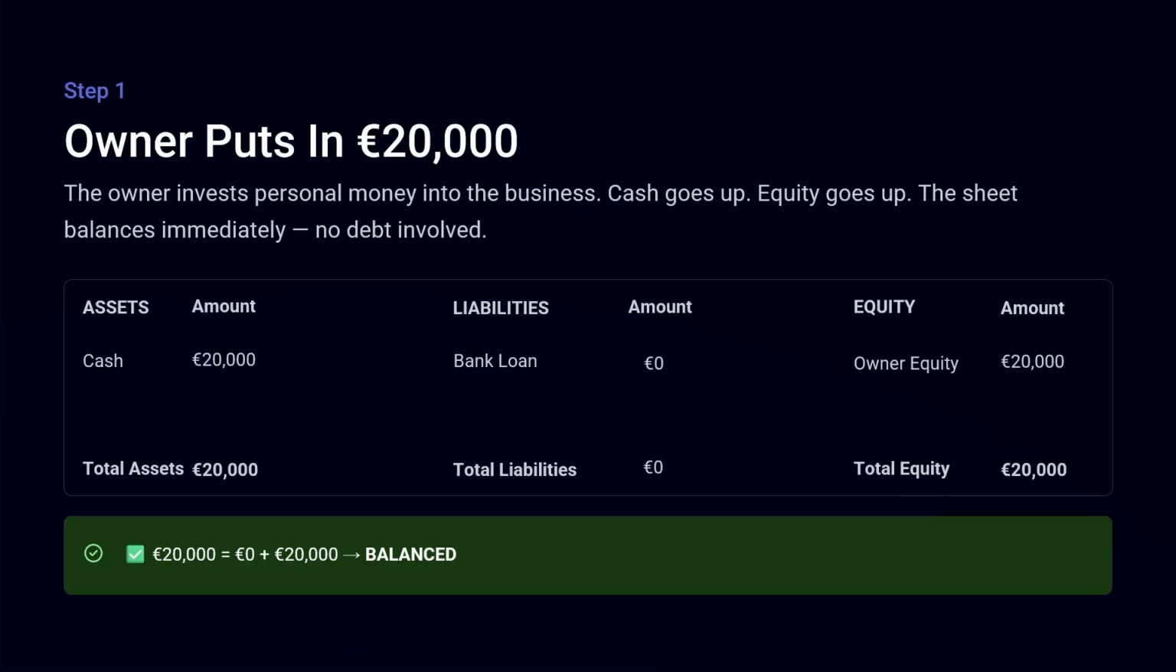So on the left side we have 20,000 euros cash. In the middle we have still nothing. And on the right side we have 20,000 euros owner's equity. So 20,000 euros assets equal 0 liabilities plus 20,000 euros owner's equity. The formula is balanced. Let's see step 2.